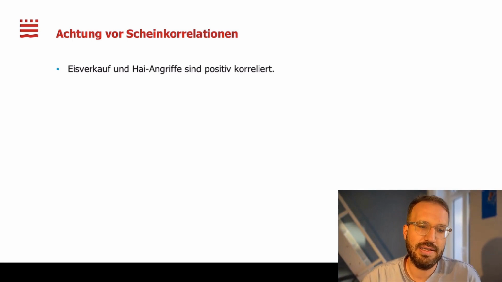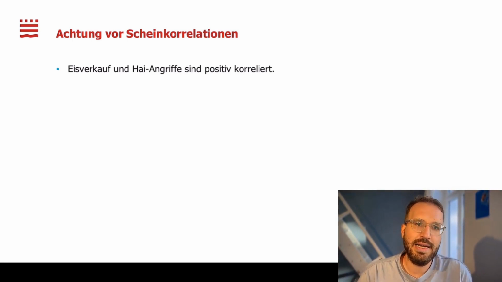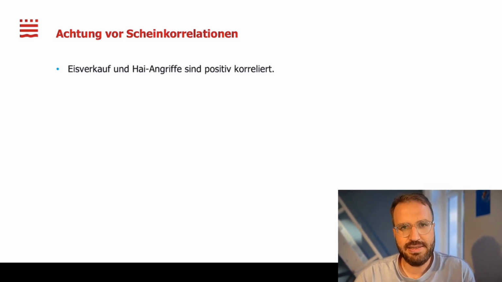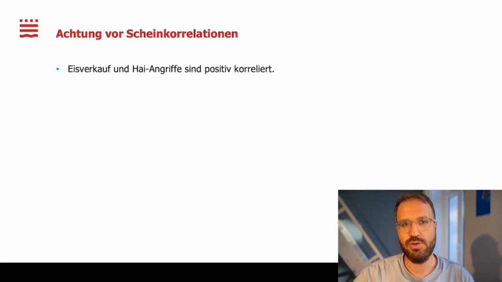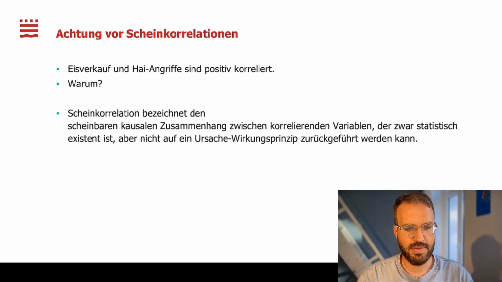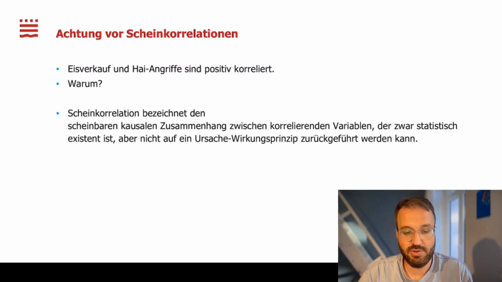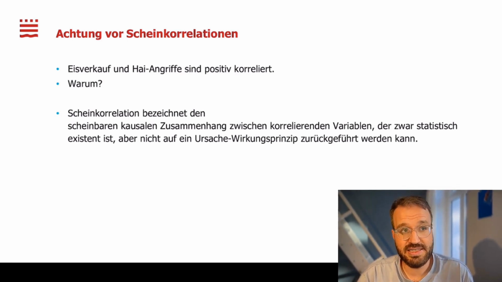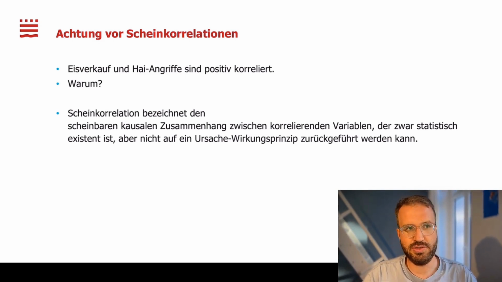This means there is a third factor that is related to these two things, and thus a correlation arises when calculated. But that does not mean we have actually said that there can be a causality between these two things. Yes, they are correlated, but there is no real causal relationship between the two things. Why does this happen? I just mentioned it. Spurious correlations refer to an apparent causal relationship between correlating variables that is statistically existent, but there is no cause and effect principle that can explain it.